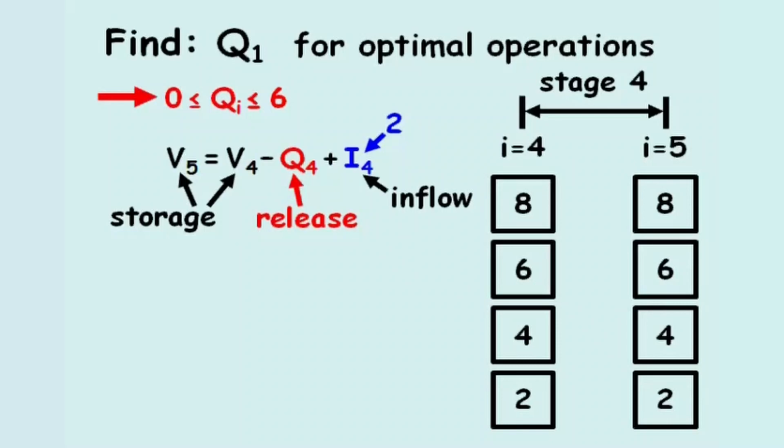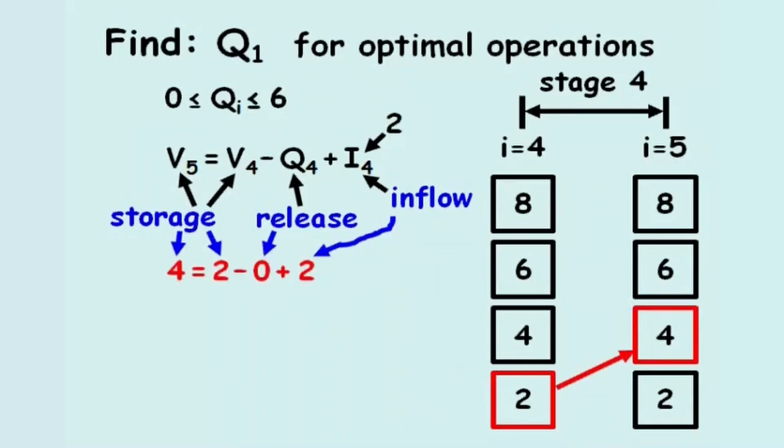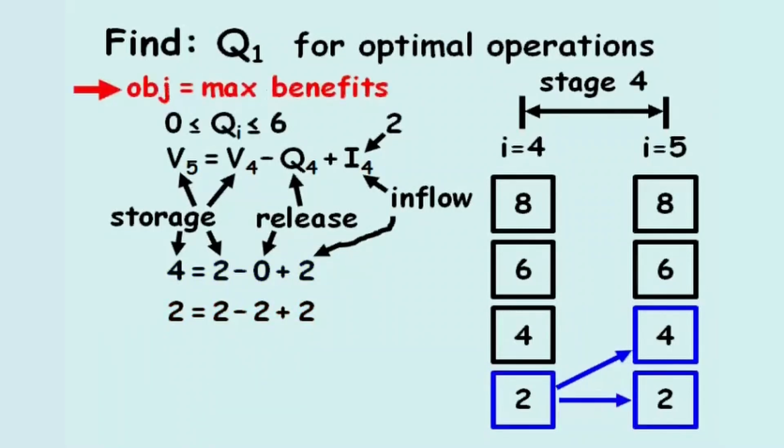Next, we'll trace out all the possible paths from stage 4. For example, if the storage volume in the reservoir at the beginning of stage 4 equals 2, then if we release 0 units of water, the final storage volume will equal 4 units of water. If we release 2 units of water, the final storage volume will equal 2 units of water. Since the minimum storage volume in the reservoir equals 2, we cannot release 4 or 6 units of water.